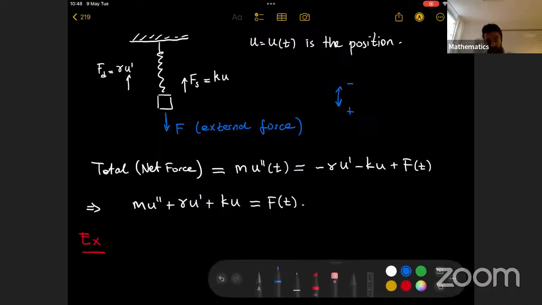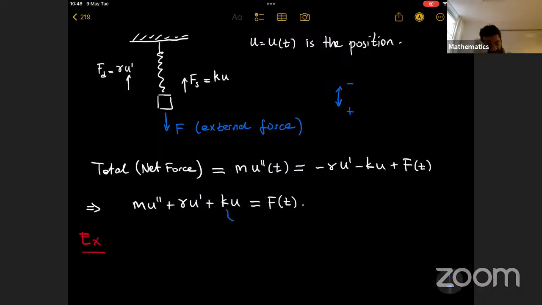Maybe let me remind here, this is spring constant. And here gamma is damping coefficient.